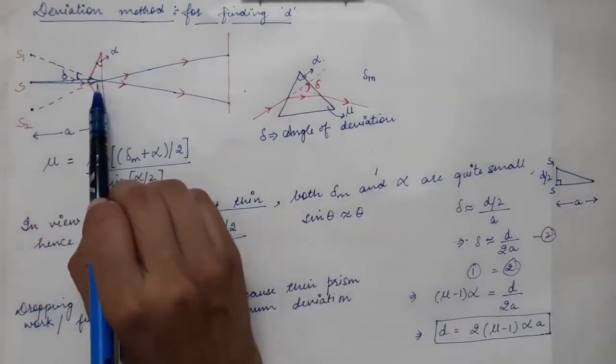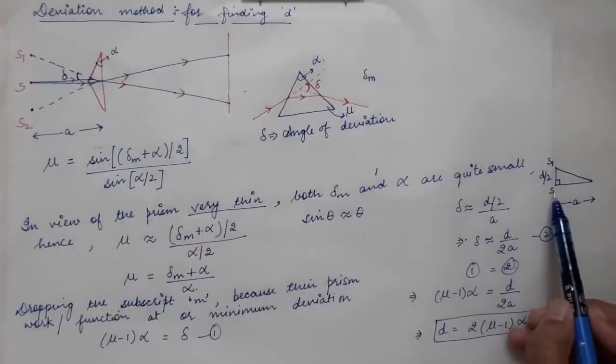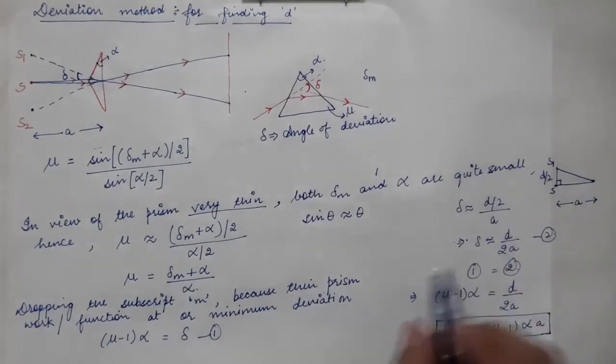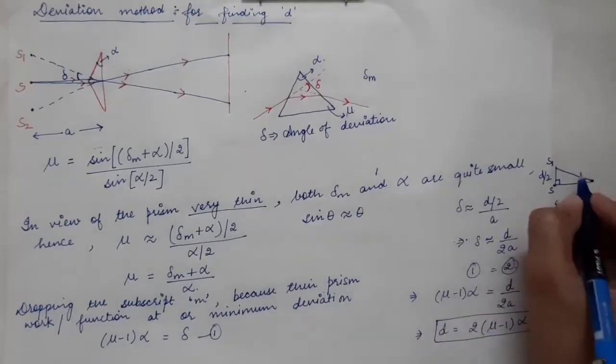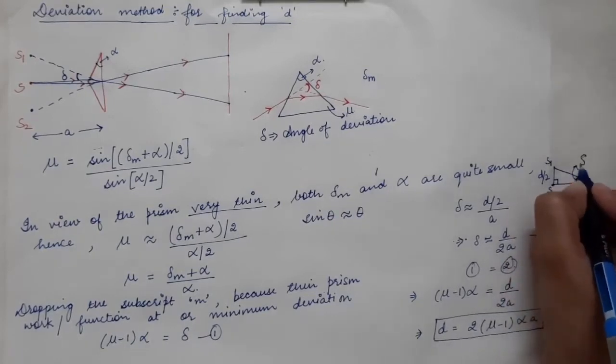So the distance S1S will be equal to d by 2, and the distance of the source from the Fresnel biprism is equal to small a. That is, this is the source S and this will be the center of the biprism. So this distance is equal to small a, and this particular angle is the angle of deviation.